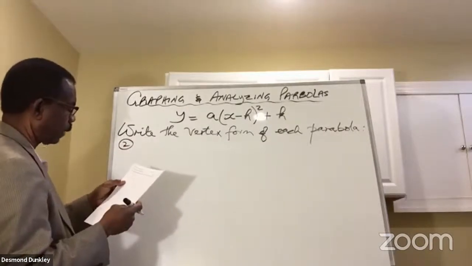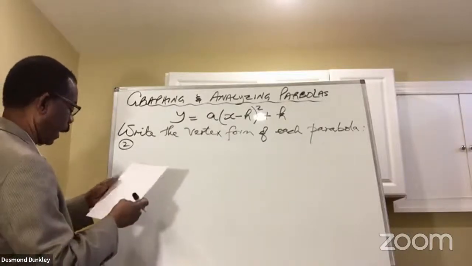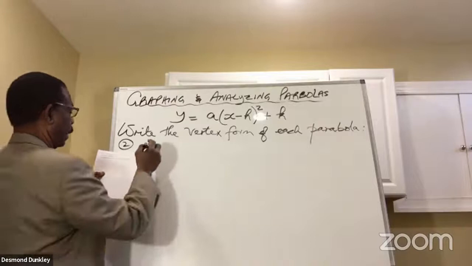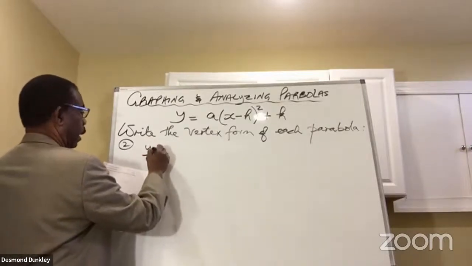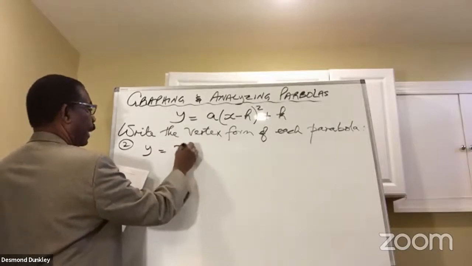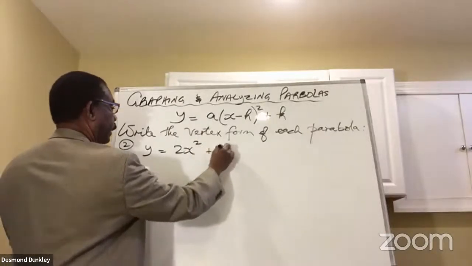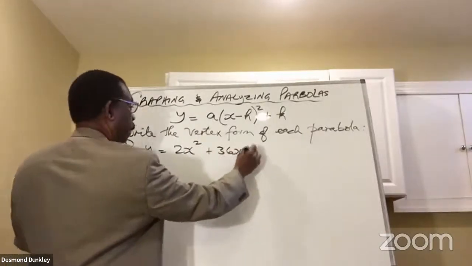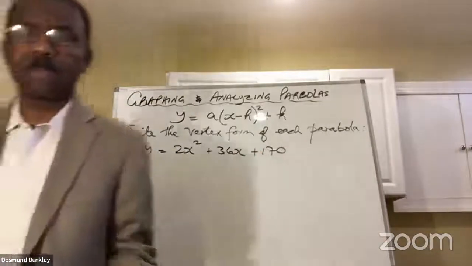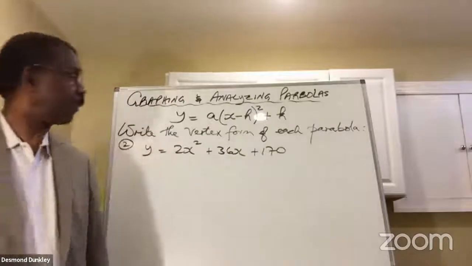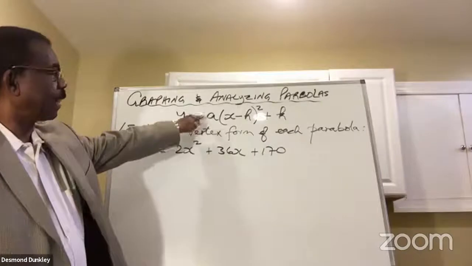Okay, let's try this one. y equals 2x squared plus 36x plus 170. These are some big numbers. And our job is to get this to look like that.